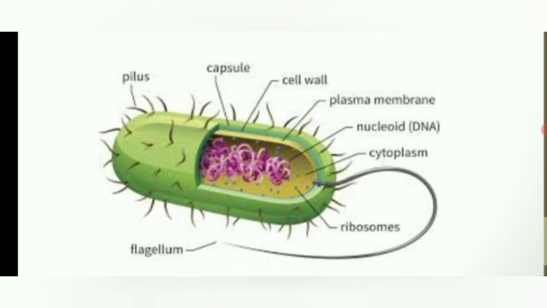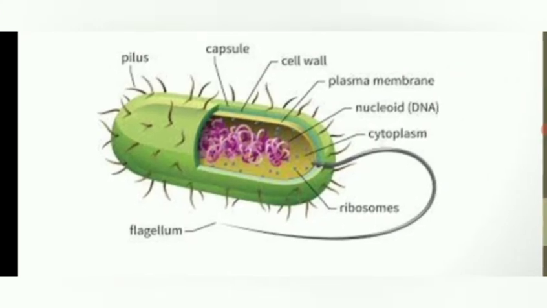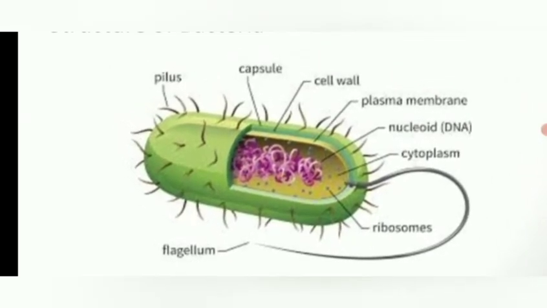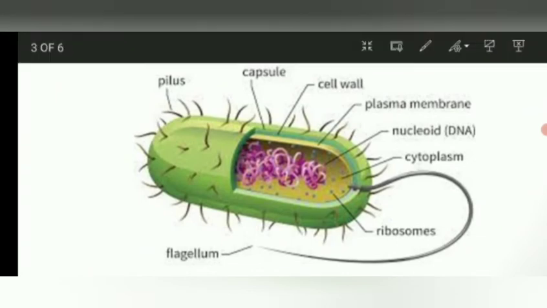And here you can see small hair-like structures, right? These hair-like structures are nothing but pilus. Why are these pilus present? These pilus help the bacteria to hold the host cell properly. That means it gives a grip.